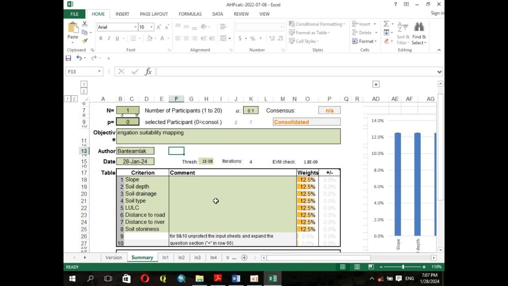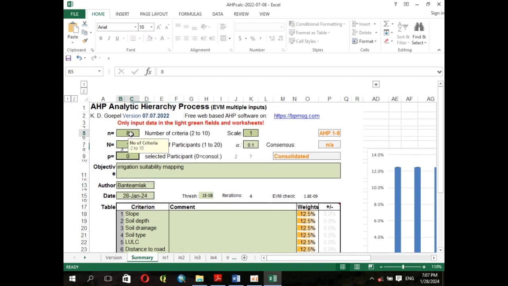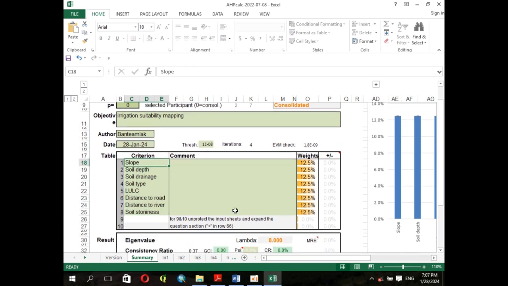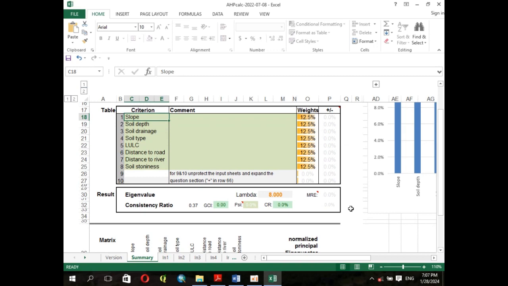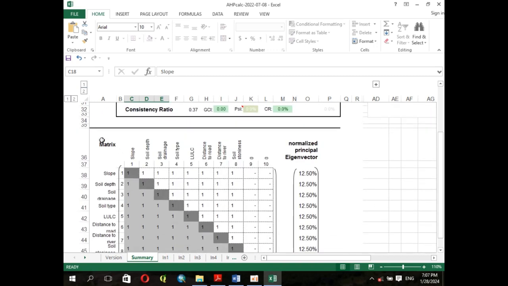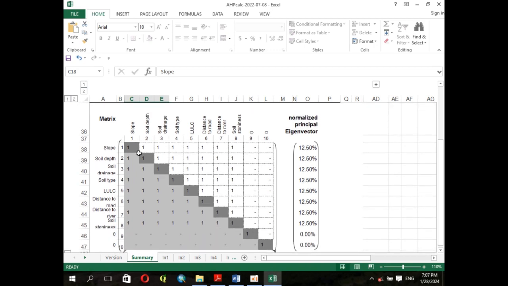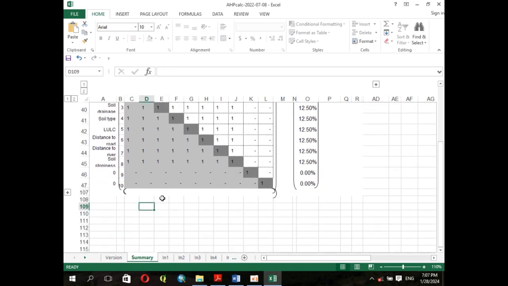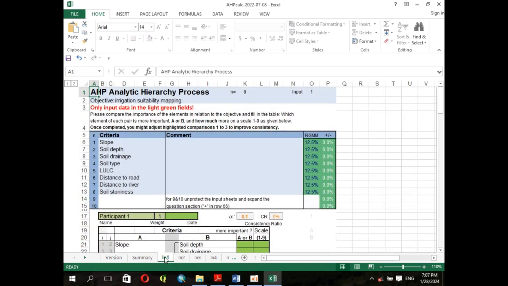Therefore I have provided the number of parameters, the objective, as well as the author and date, and I have provided the parameters, 8 parameters, and automatically you can see also the normalized principal eigenvector here. Yeah, it is generated now. Yeah, therefore we have this. After that, proceed to the next sheet, line 1.